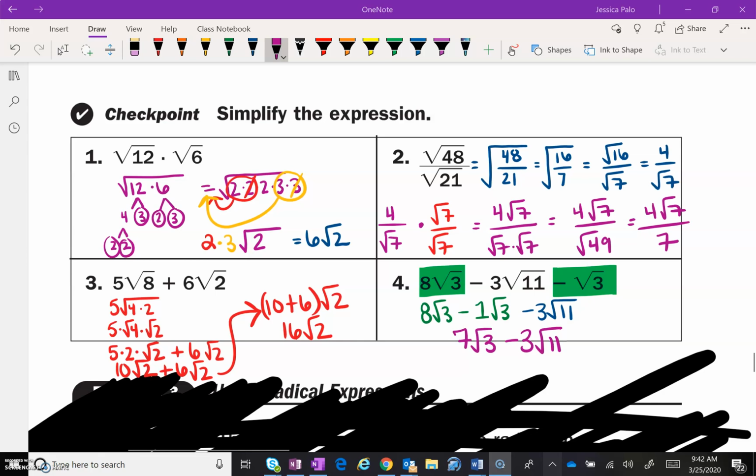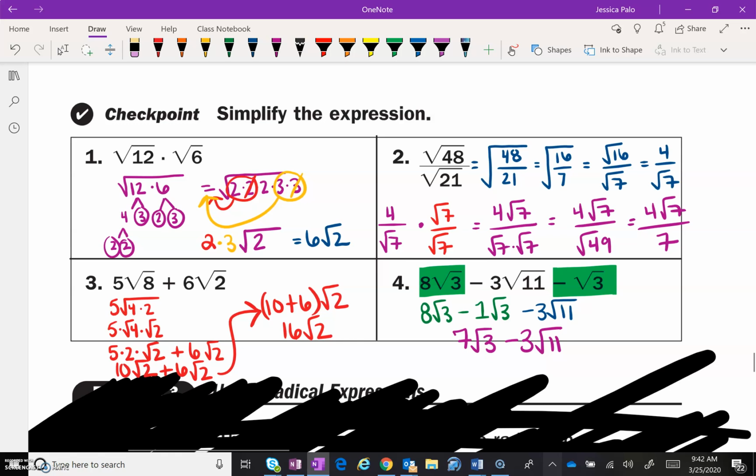Number 2, if you put 48 and 21 inside one radical, you are left with radical 16 over 7. The square root of 16 is 4. The square root of 7 is square root of 7. So that stays in the denominator. That means you have to rationalize the denominator by multiplying it by itself. So we multiplied 4 over radical 7 times radical 7 over radical 7 to rationalize the denominator. And we were left with, after simplifying, 4 radical 7 over 7 as our final answer.